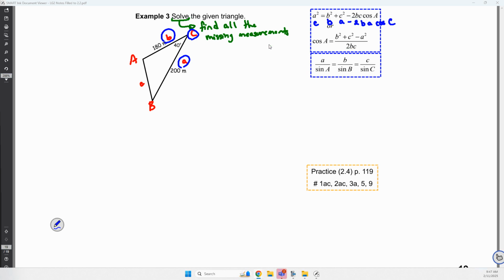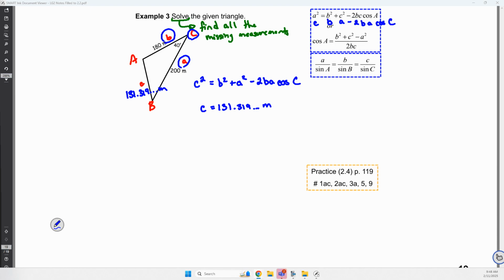So if I were to write this all out, C squared equals B squared plus A squared minus 2BA cosine angle C. This is going to be a lot of substitution, so I'm just going to go straight over to the answer. So I get C is equal to 131.319 meters. Okay, so now that I know what C is, 131.319 meters, I have a lot more information to work off here.